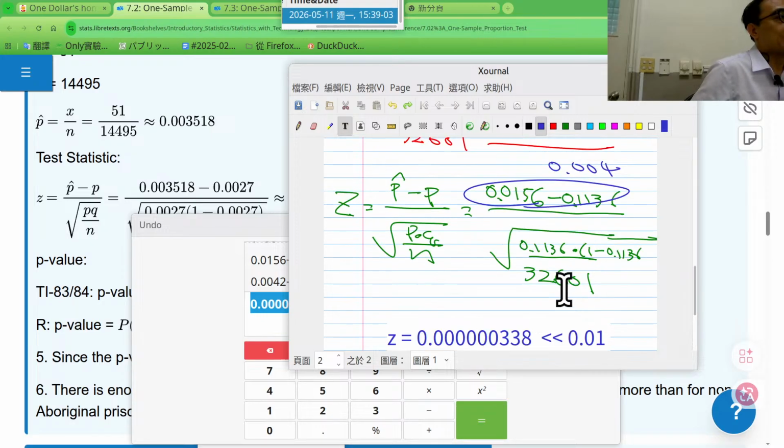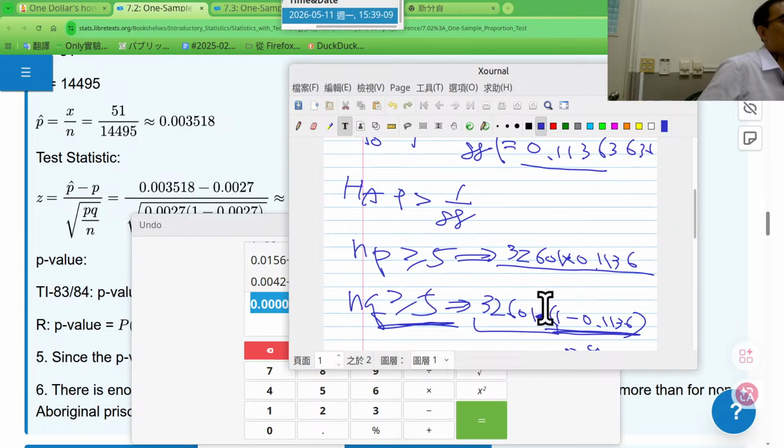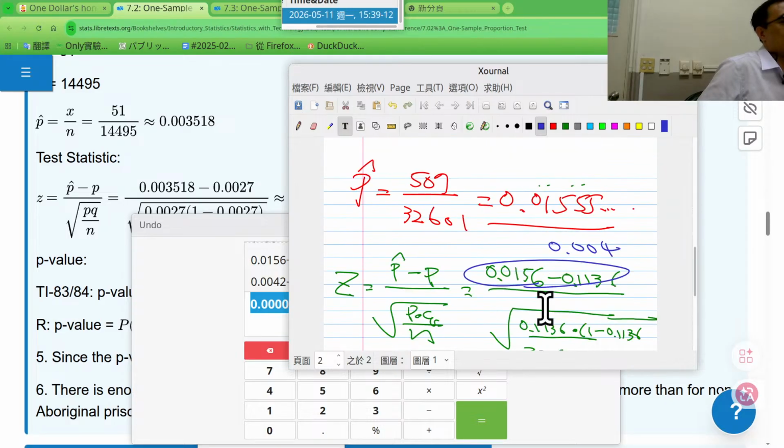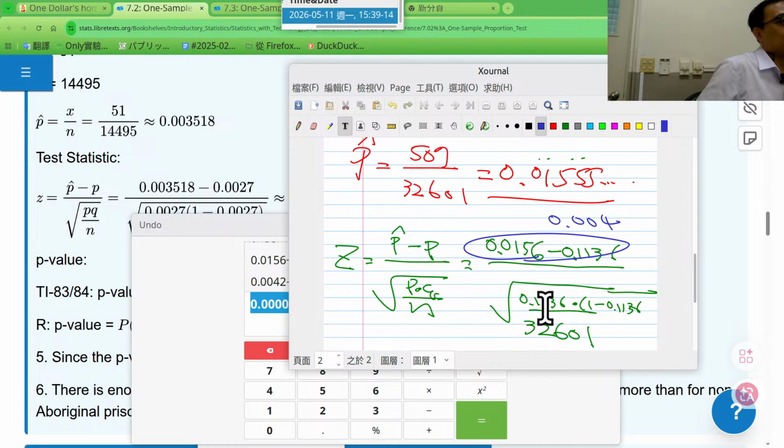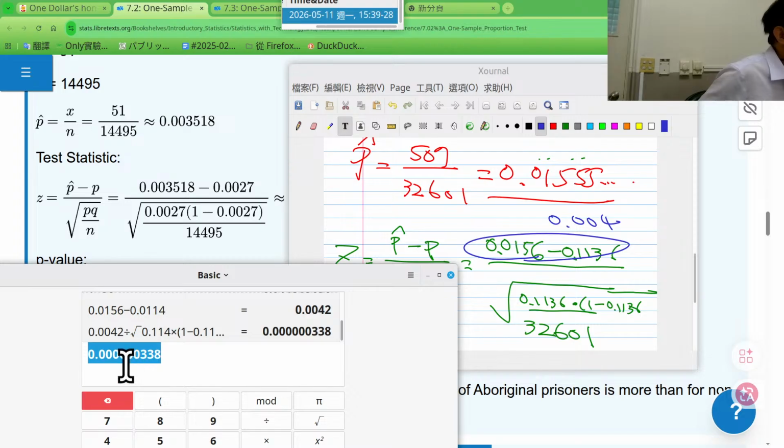Here, the calculation. Yep, go ahead. This one is 0.0114, right? But here is 0.11. Yeah, you're right. 0.11. My mistake. Sorry, my mistake. Thank you for the correction.